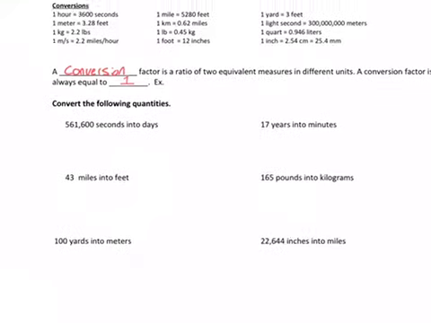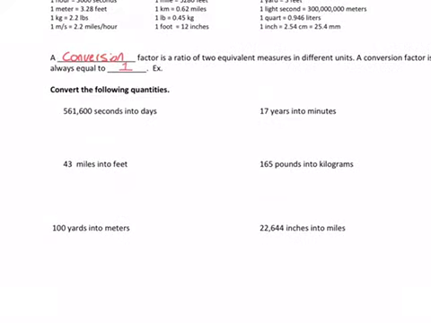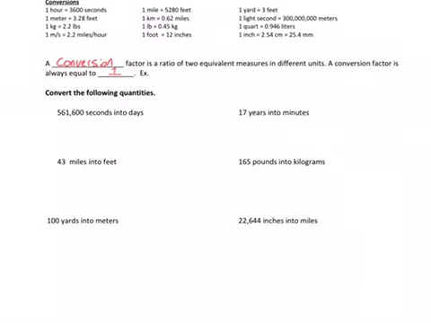Alright, so in this video we're going to pick back up on our 2.6. Where we left off, we were looking at conversion factors, and how a conversion factor is a ratio of two equivalent measures in different units. A conversion factor is always equal to 1, and this is what allows us to exchange units in a fair mathematical way, because when we multiply by 1, it does not change the value of the number.